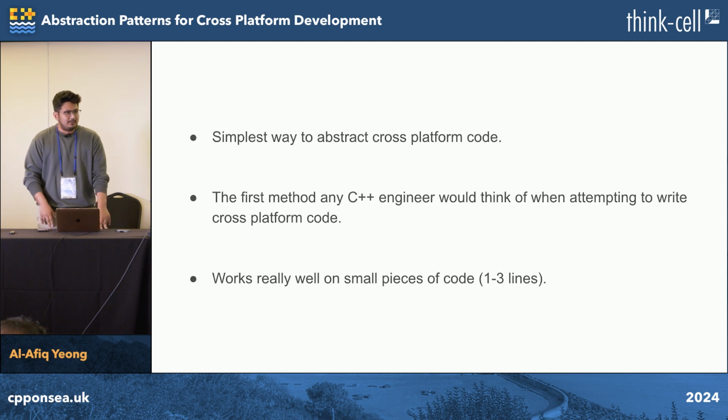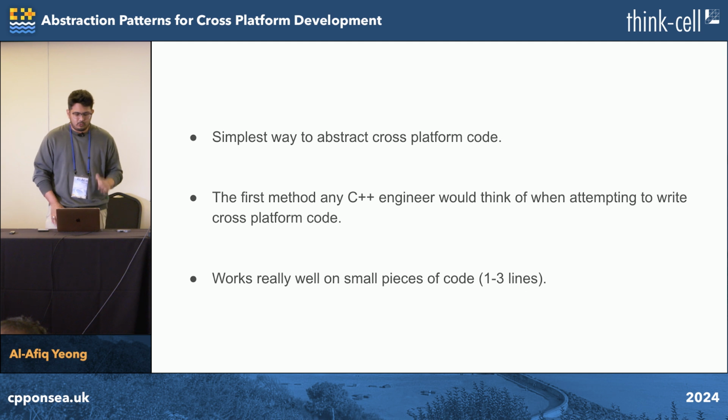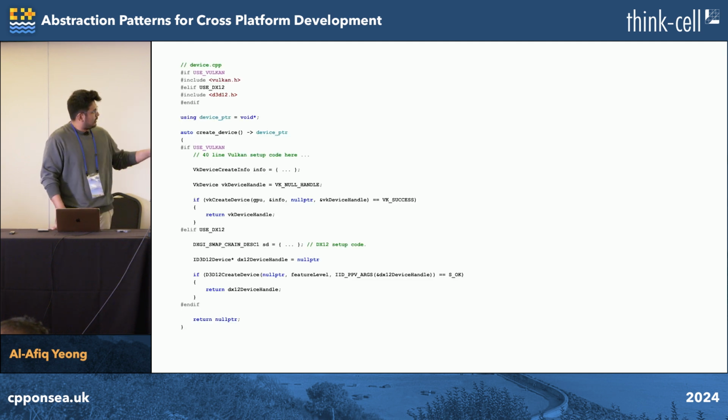Arguably, it is the simplest method that you can use to abstract cross-platform code. In fact, I would say that it is probably the first method that any C++ engineers would use when they're starting out. And it works really well generally for small lines of code, right? Think between 1 to 3 lines. So this is how it would look if you were to use preprocessor macros.